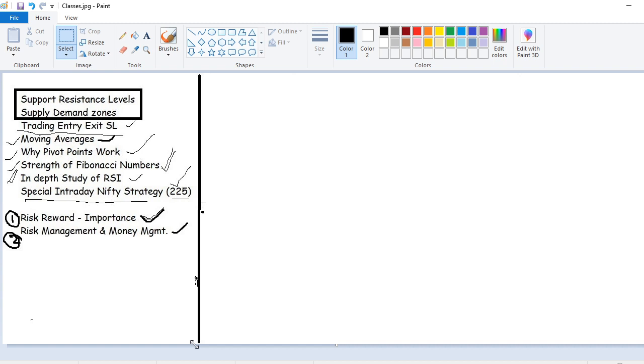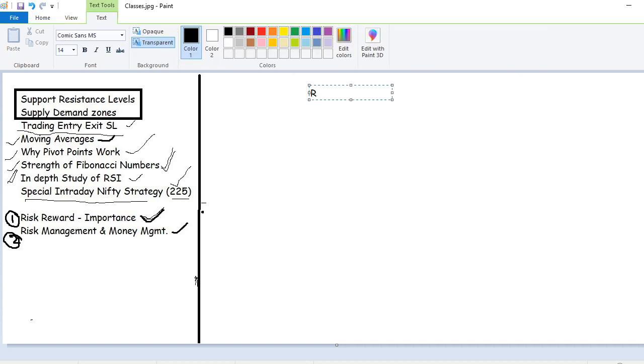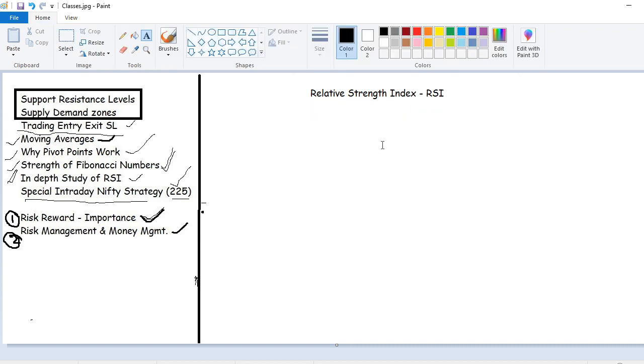As I told you, moving averages, pivot points, Fibonacci numbers, and RSI are more than an indicator. They are related to traders' emotions. Now, what is RSI? RSI is nothing but the relative strength index, which shows the strength of buying when compared to the previous move.